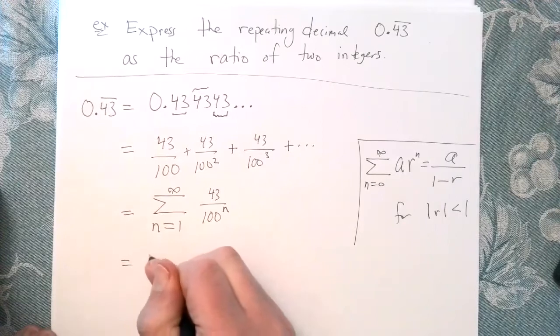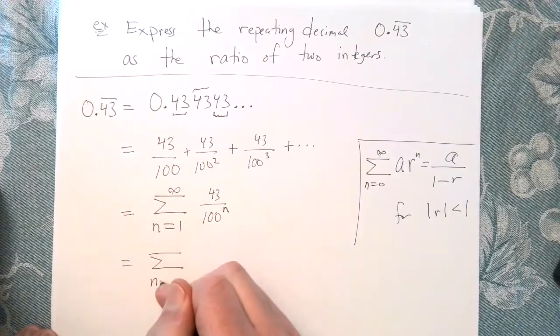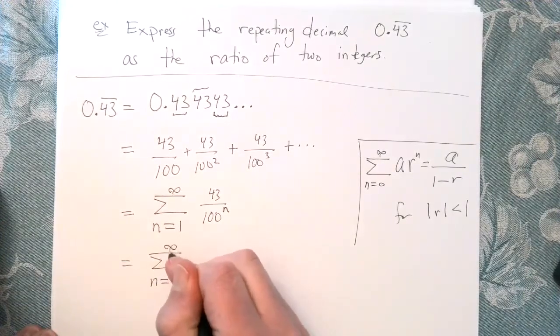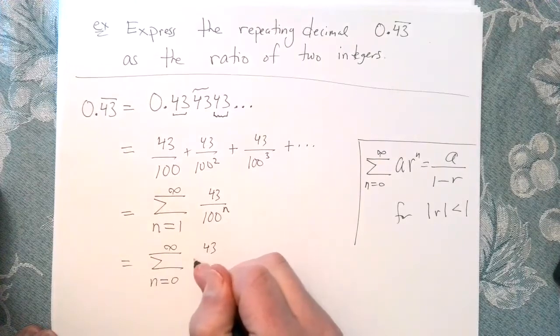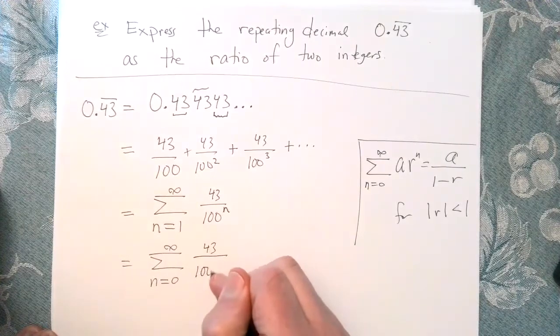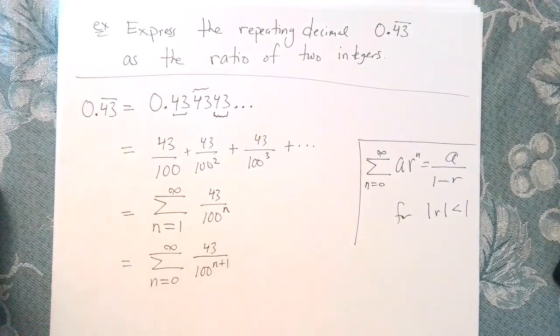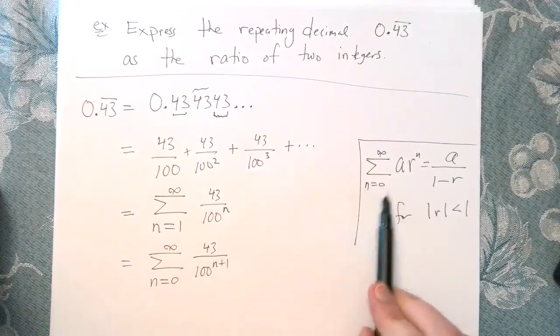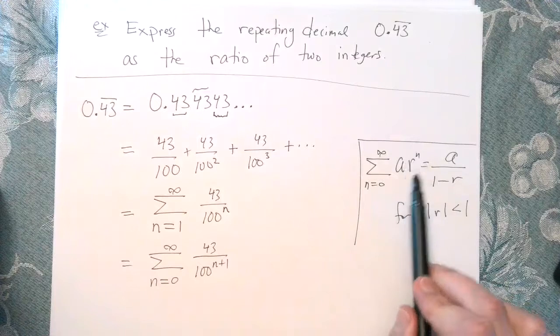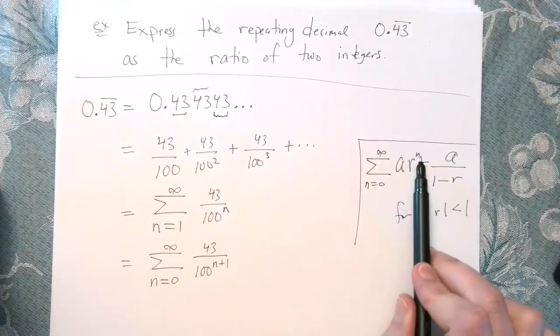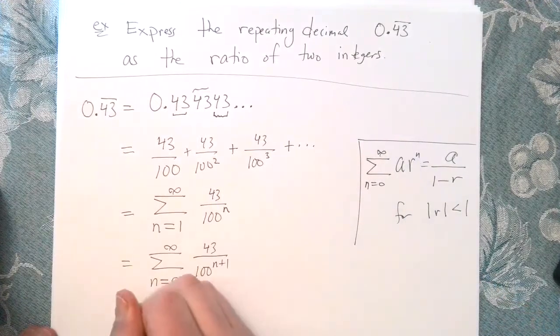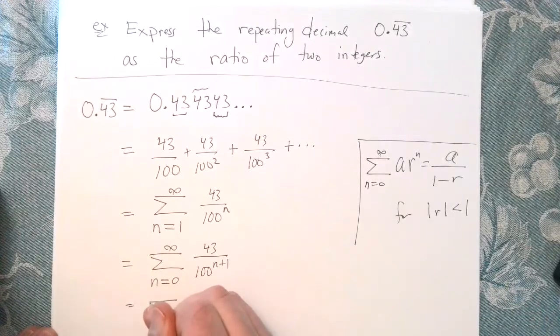Okay, so let's adjust the index. Remember, if this goes down by 1, then all of the n's will increase by 1. So this is taken care of, and now we've got to do a little bit of algebra to take care of this, and then ultimately this. So let's rewrite this.